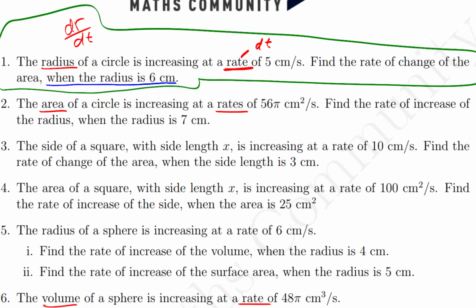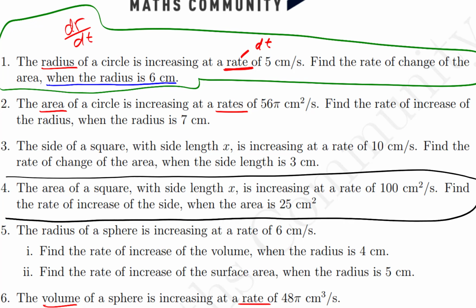Let's have a look at another question. The next question I'll do with you guys is question 4 here. All right, let's have a read of that. The area of a square with side length x is increasing at a rate of 100 centimeters squared per second. Find the rate of increase of the side when the area is 25.